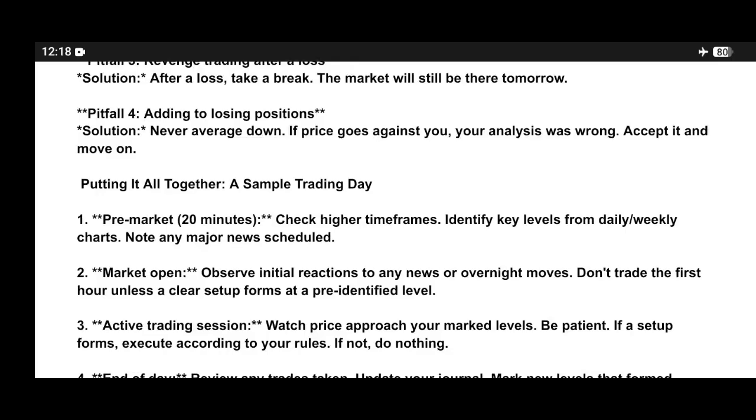Also, before I forget, make sure to check out major news before you enter any trade any day. You can make use of forexfactory.com or myforexnews.com. There are several forex trading news platforms on the internet for you to check your daily news as a forex trader before you execute any single trade. So, number one, check out your higher time frame. Identify the key levels from daily or weekly charts, and also note any major news scheduled, which I've already told you the platforms you can go check out.